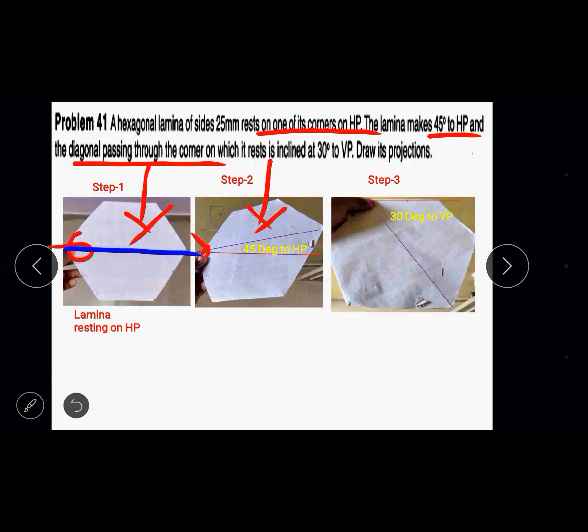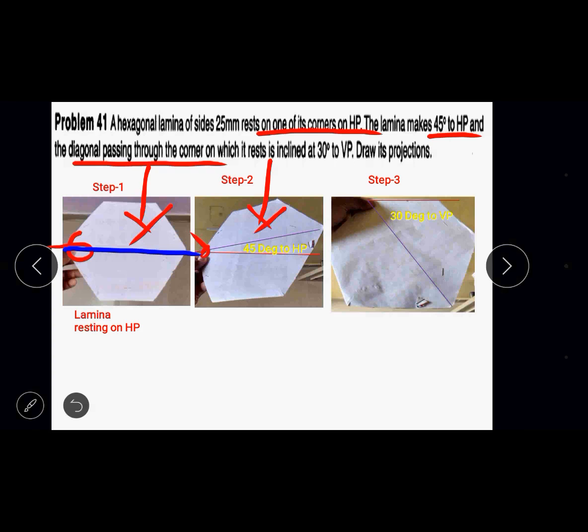Here the word median is not given directly in the statement. It's given that the diagonal passing through the resting corner makes an angle of 30 degree to VP. Since the diagonal passing through the resting corner represents the median of the hexagonal lamina, you should take care.